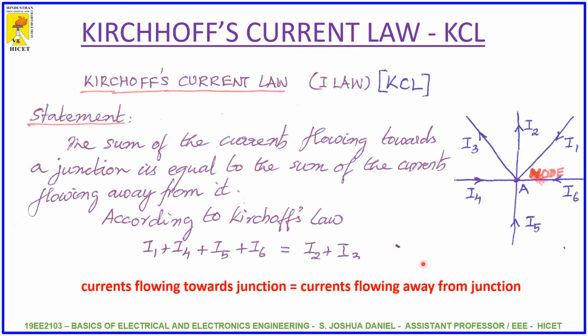In Kirchhoff's current law, shortly called KCL, the sum of currents flowing towards a junction is equal to the sum of currents flowing away from it. According to Kirchhoff's law, as we see in this diagram, the currents I1, I4, I5 and I6 are the incoming currents, and I2 and I3 are the outgoing currents. The currents flowing towards a junction are equal to the currents flowing away from the junction. This is Kirchhoff's current law.